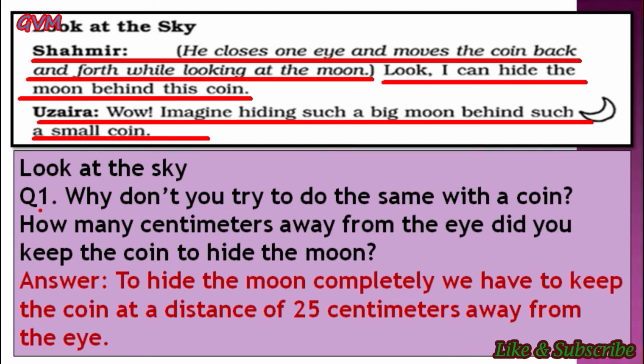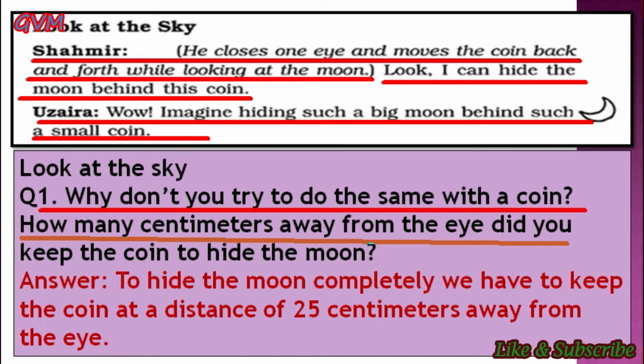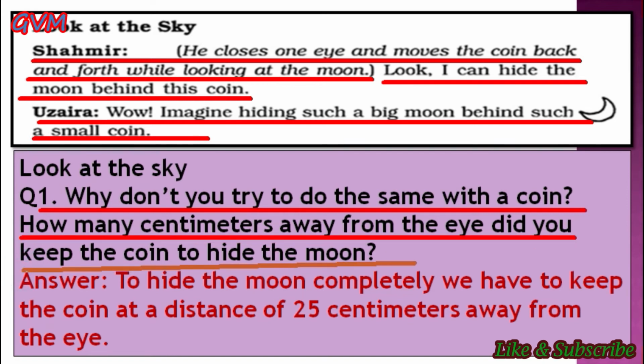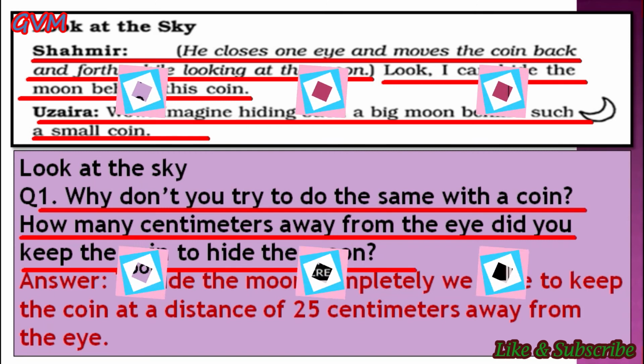Now students, here is an activity that you have to do at your home, in which you have to try to do the same with the coin as Shahmir does. Then you have to notice how many centimeters away from the eye you kept the coin to hide the moon. Then, according to your own observation, you have to write down your answer here.